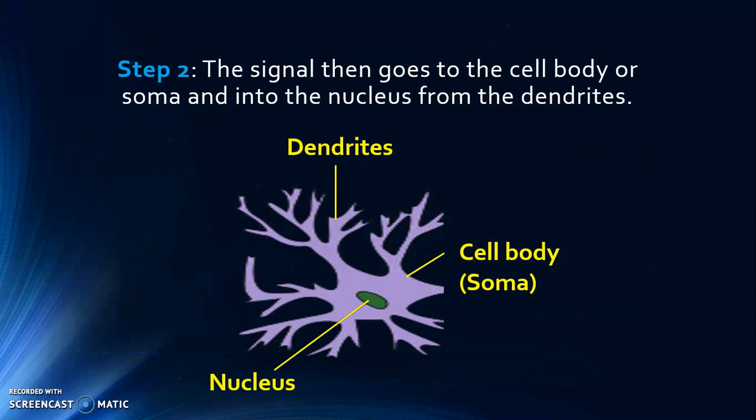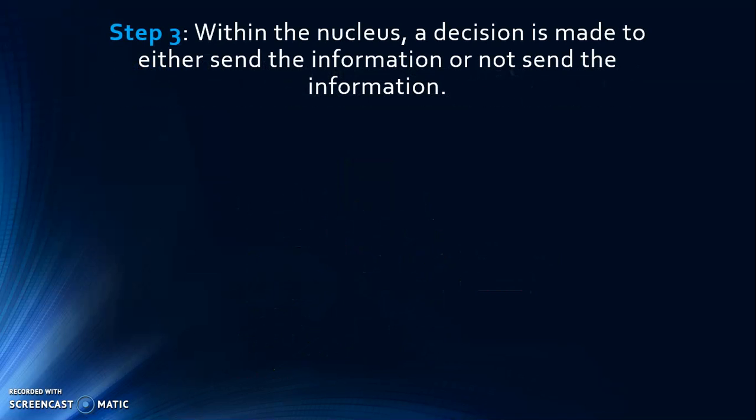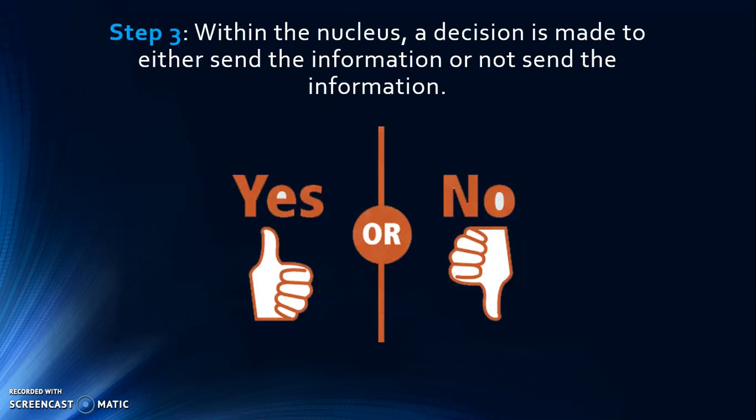Step 2. The signal from the dendrite then goes to the cell body, or soma, and into the nucleus. Here we have the dendrites, where the signal travels to the cell body, or soma, and to the nucleus. Step 3. Within the nucleus, a decision is made to either send the information or to not send the information. Yes or no.